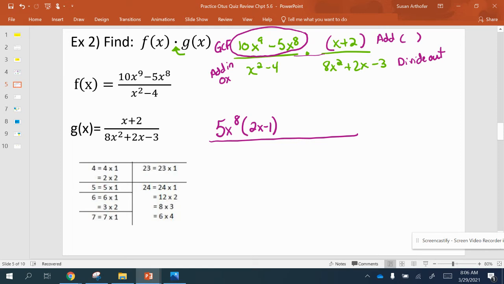Okay, the next one on the top is just x plus 2, so I'm just going to bring that down. So I brought this one down. Now I'm going to work on the bottom. This one I have to add in 0x. I know I have to do a magic x because it has x squared. I add 0x because it needs to be 3 pieces.